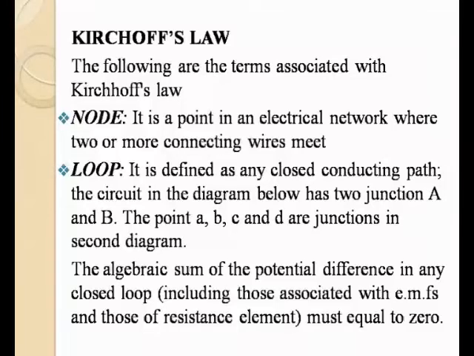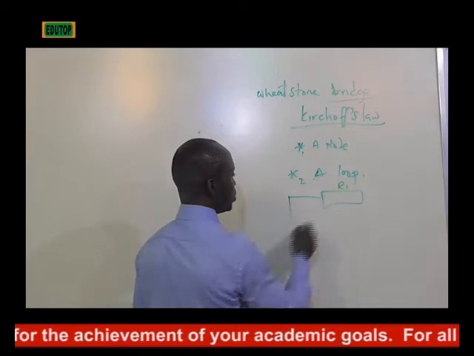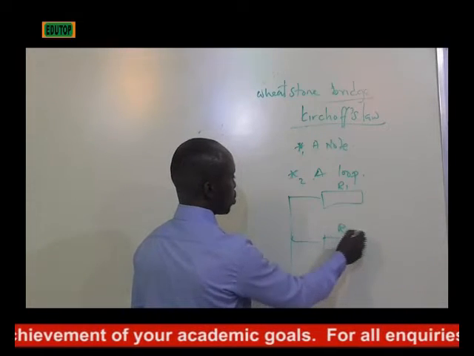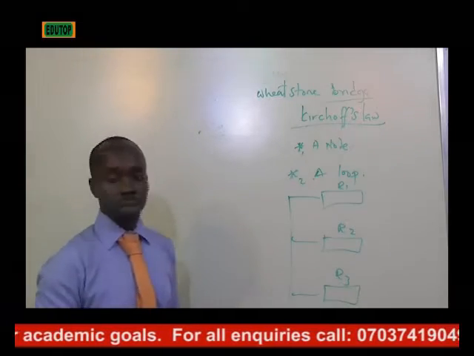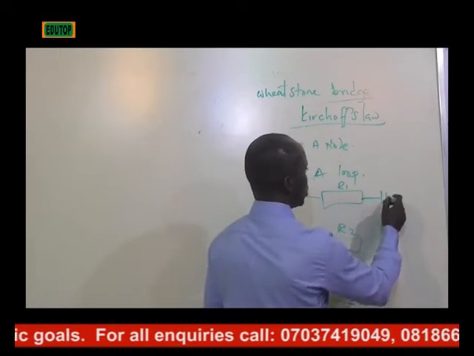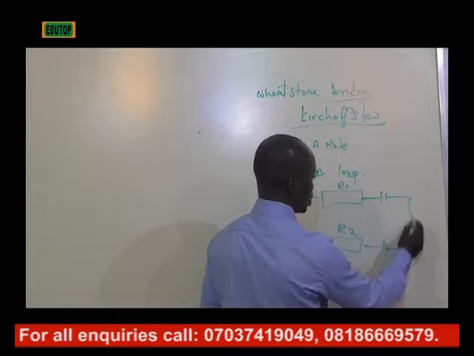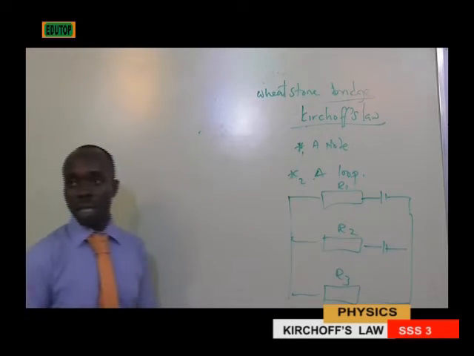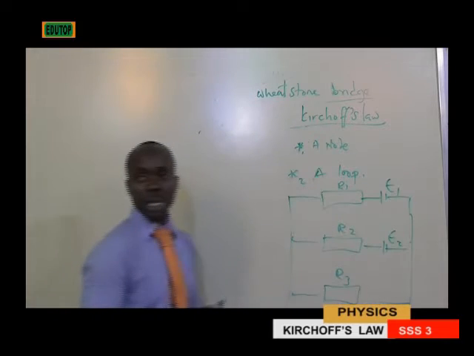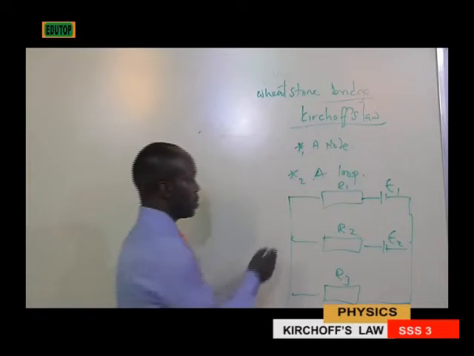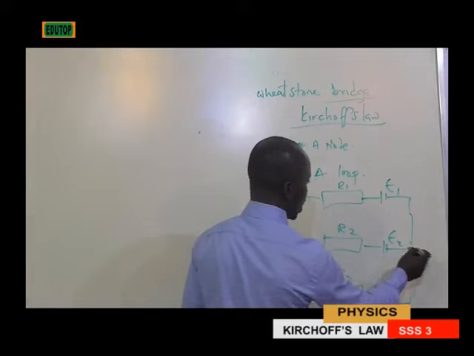You understand? The circuits in the diagram below, now you have a series connection of different resistors. This is R1, this is R2, and this is your R3. Now at this junction we have different potential differences. That's EMF. Now you have your E1, E2, like that. Now at this junction there are 2 different points. You have point B and point A.